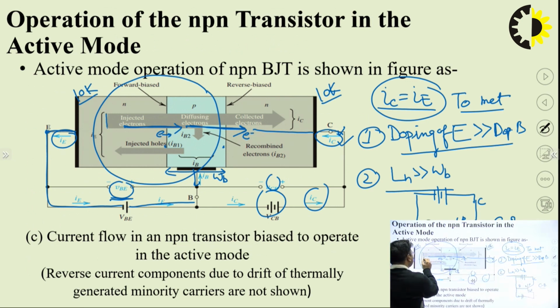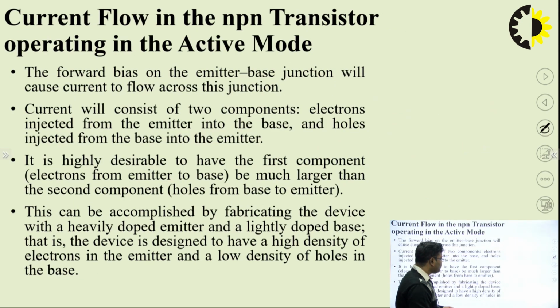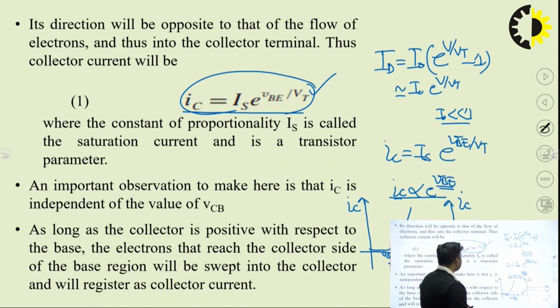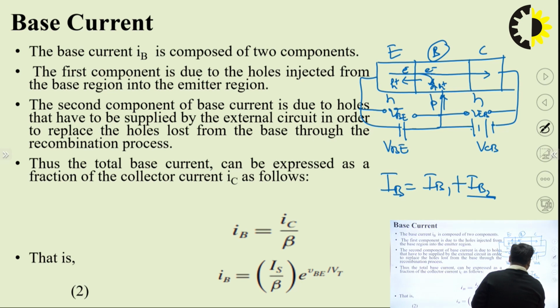So these are the injected electrons from emitter to base, as shown by this diagram, and a few of the electrons will be recombining with holes available in this base region. Because of this, we get the current IB2, and a few of the holes available in this base region will be injected into the emitter. Because of this, we also get some base current. So this is the second component of base current, that is IB2.